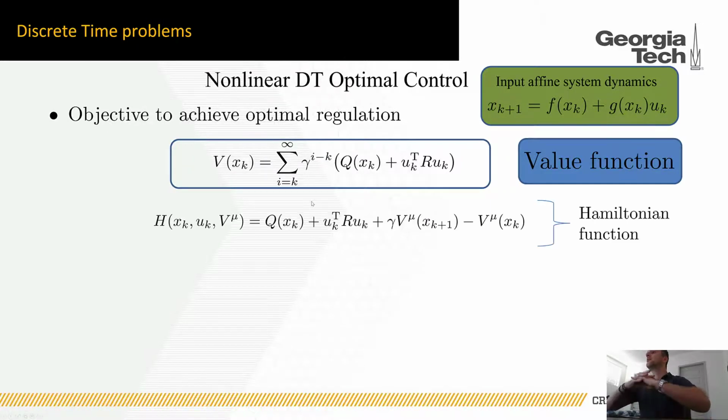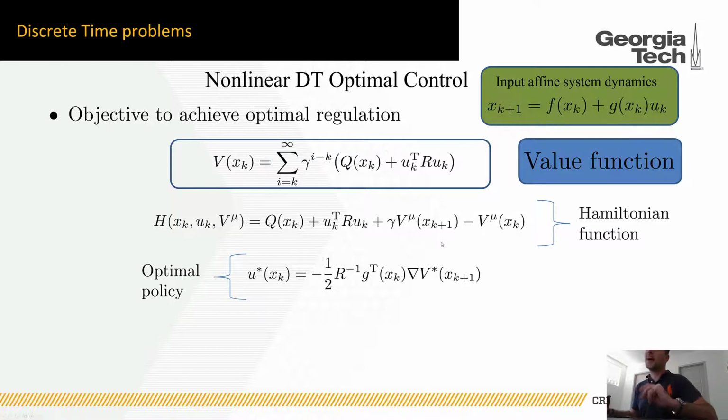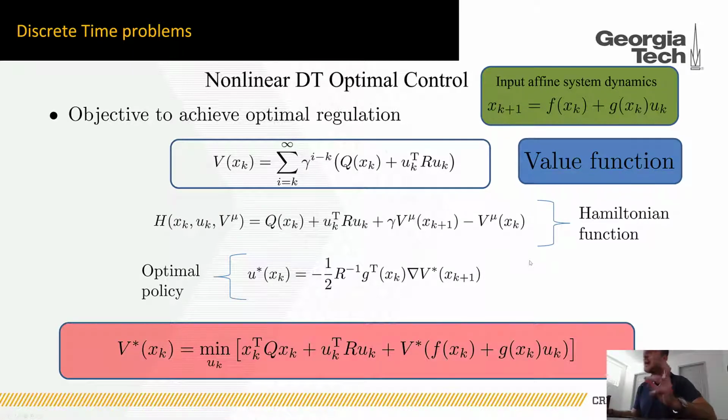The first thing that we can do is write the Hamiltonian. The Hamiltonian of this system is given by what you see here, plus gamma V minus V. This is just the Hamiltonian of the system, nothing too interesting here. The optimal policy comes from the stationarity condition on my Hamiltonian, and it is given by this expression over here.